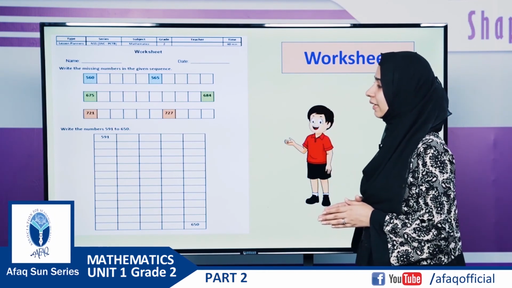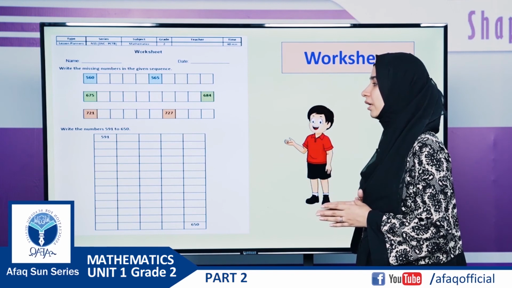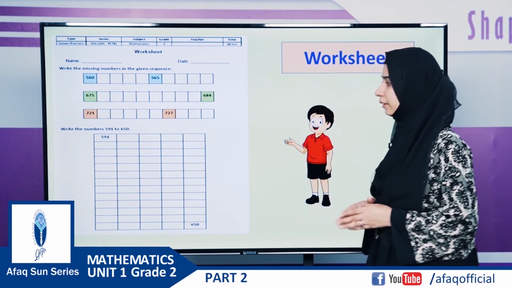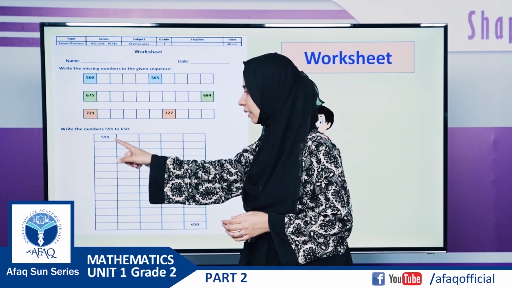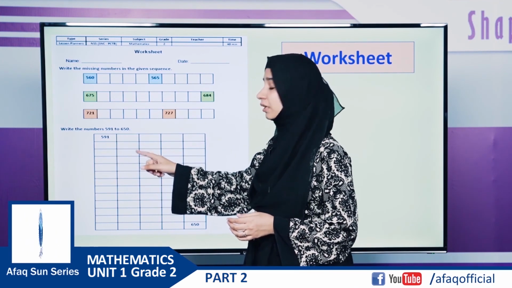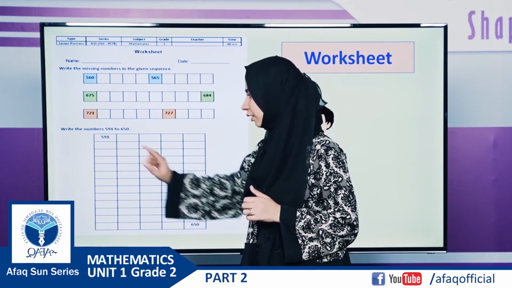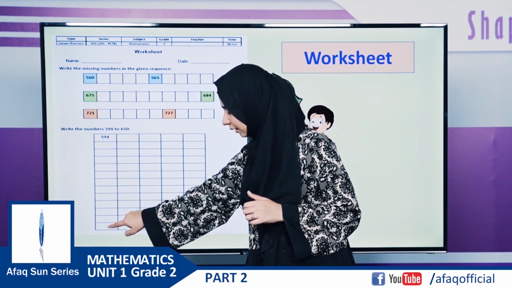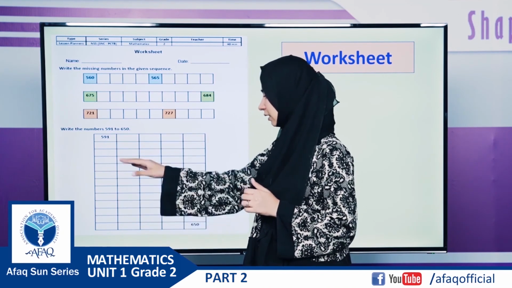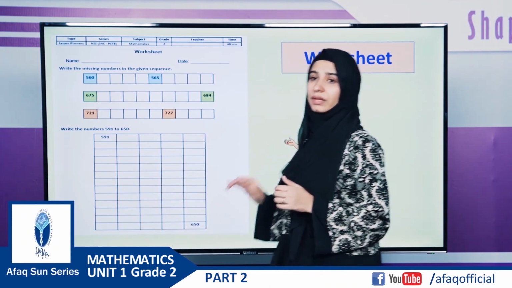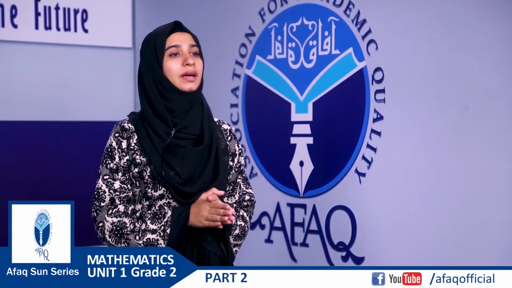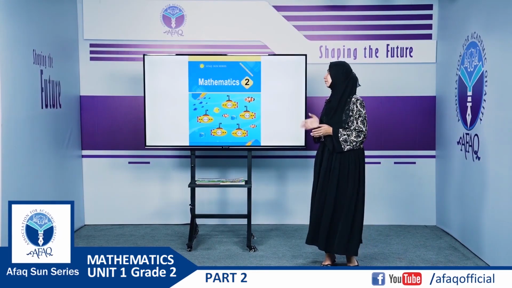The next one is write the numbers 591 to 650. Here's number 591. What comes after 591? You all know, that is 592. Then you are going to go down till here and then start the next line from here and so on till 650.